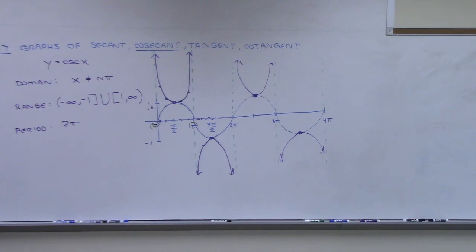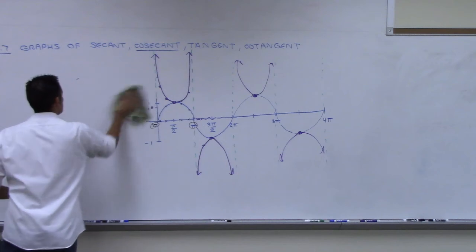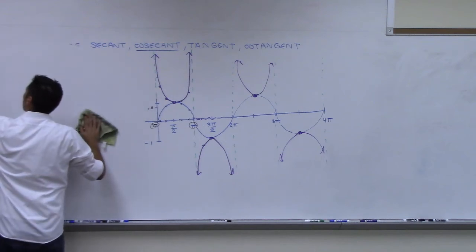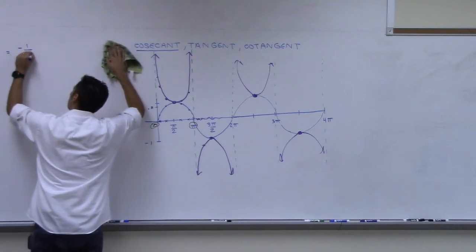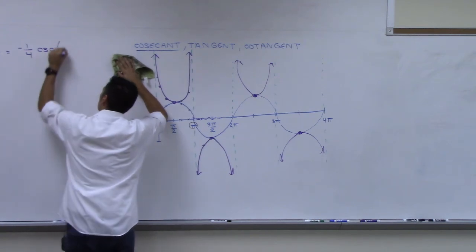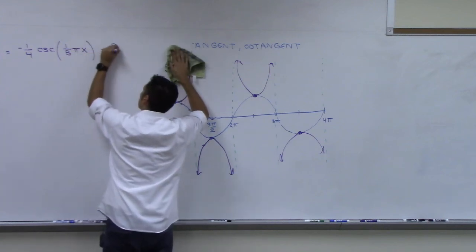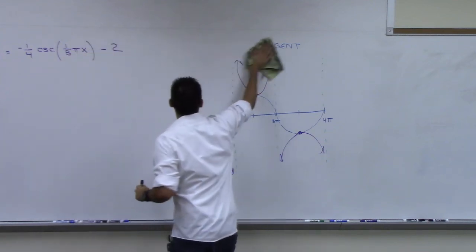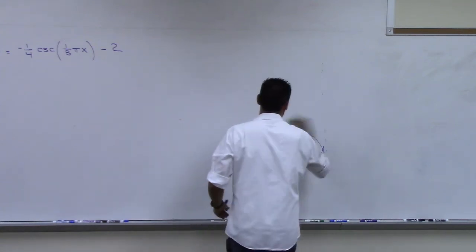All right, before I get to secant, we're going to do a tough cosecant problem. And then we'll go and look at secant, okay? So here's what I'd like for us to do. I'd like for us to graph, as an example, y equals -1/4 cosecant, I think it was 1/5 pi x minus 2. I'm throwing you right into the fire, okay? I'm not even going to wait or hesitate or anything. You're going into the fire.